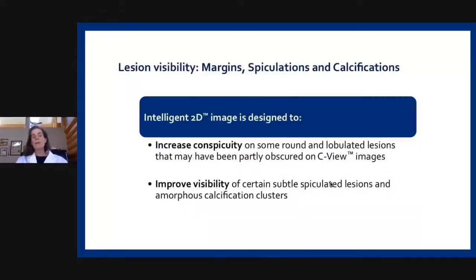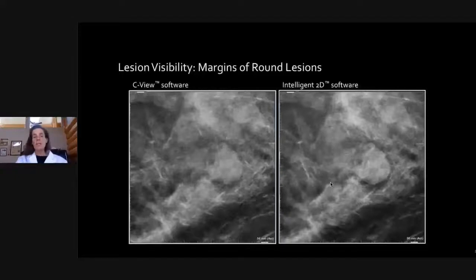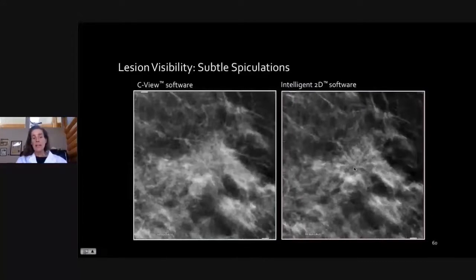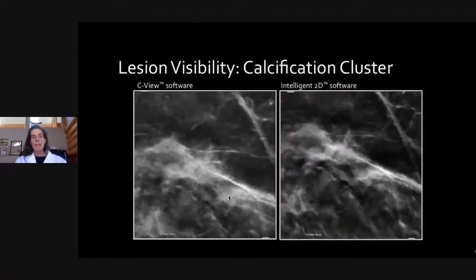So then moving on to the margins of masses and spiculations. Again, the intelligent 2D had elevated software and algorithms which allowed us to really improve the visibility of lesions. So here you can appreciate when comparing the C-View, this nodule, you can see more of the border around this nodule, and spiculations, again, very sharp and clear in the intelligent 2D. Here it's a little bit more challenging to see in the first generation software. And calcification cluster, again, very difficult to see in the C-View, and we see them a lot more clear in the intelligent 2D.